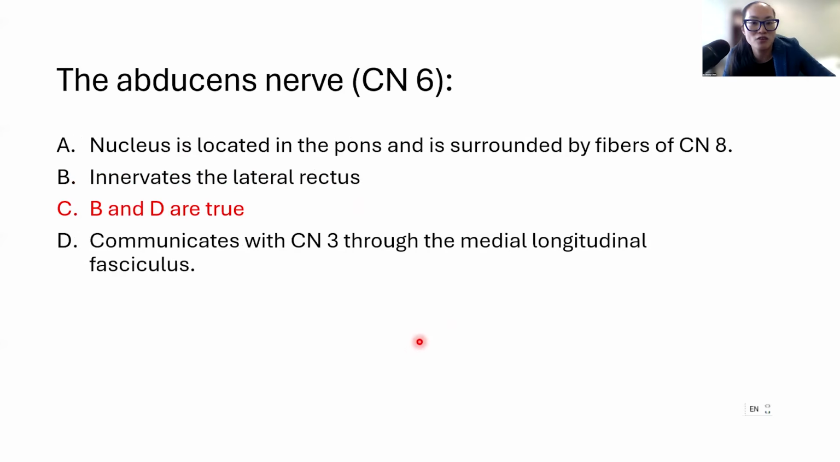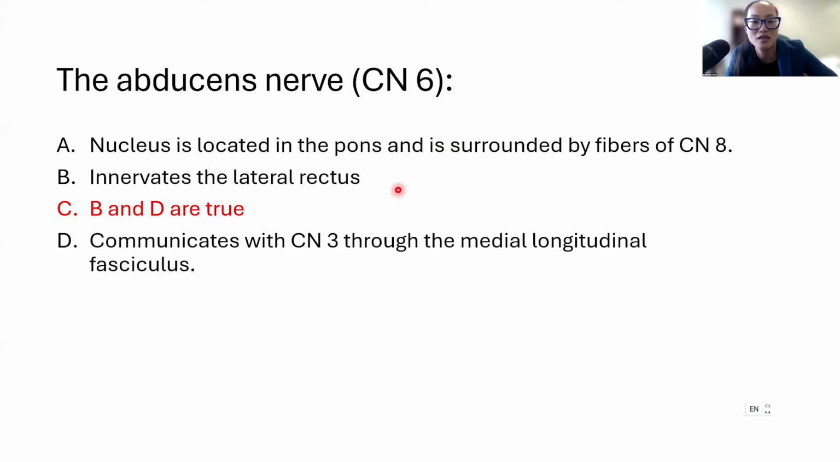And then the abducens nerve, cranial nerve 6, yes, it innervates the lateral rectus. Its nucleus is located in the pons and it's surrounded by fibers of cranial nerve 7. So remember that's cranial nerve 7. So you have to think about it. If you have both a facial palsy and an abduction deficit, you're thinking about something that's happening in the pons, because as you saw before in that diagram, the cranial nerve 6 nucleus is wrapped around by the cranial nerve 7 fibers.